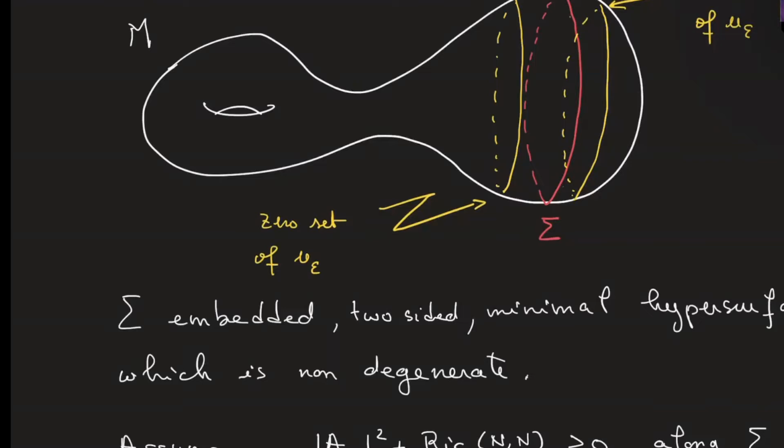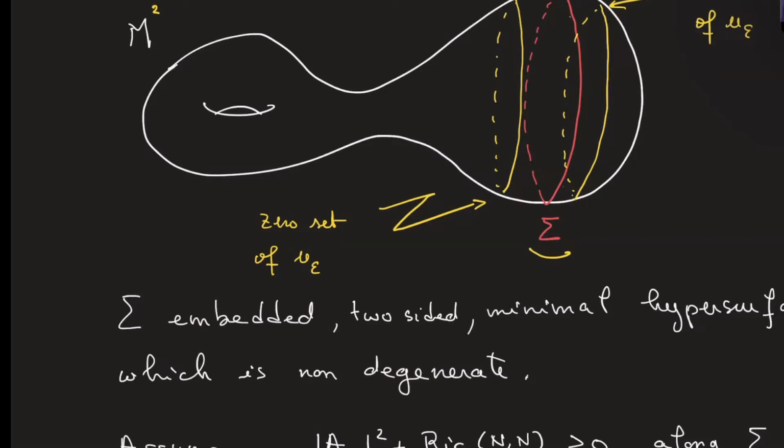Okay, so now the situation is the following. I still have my manifold M, and this time, for the purpose of the talk, I've drawn a picture of a two-dimensional manifold. And what I have inside my manifold is an embedded two-sided minimal hypersurface, which I call sigma here. So this is the red guy. So I drew a geodesic on the two-dimensional surface. I assume that it is non-degenerate, and then I assume that there is a condition here.